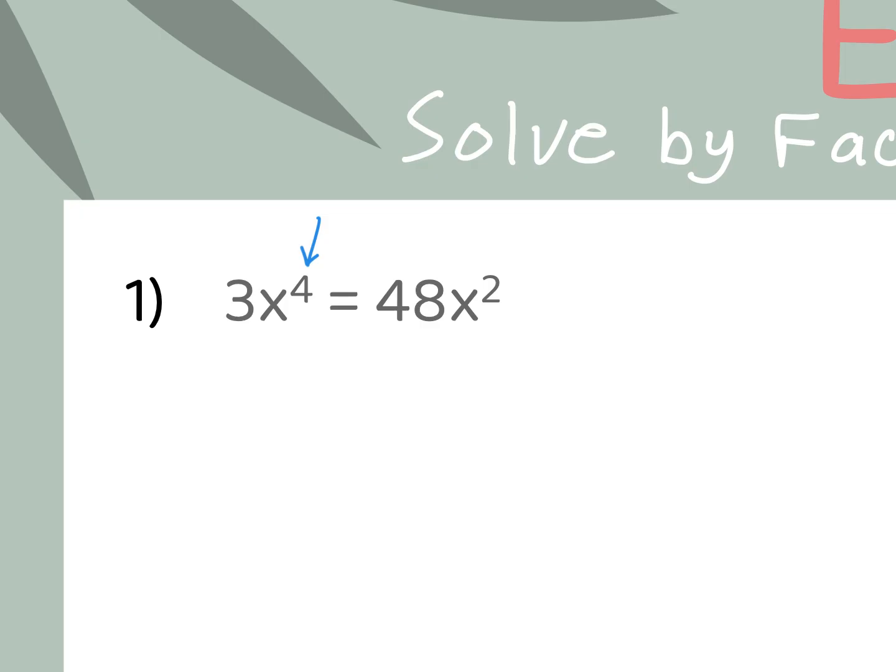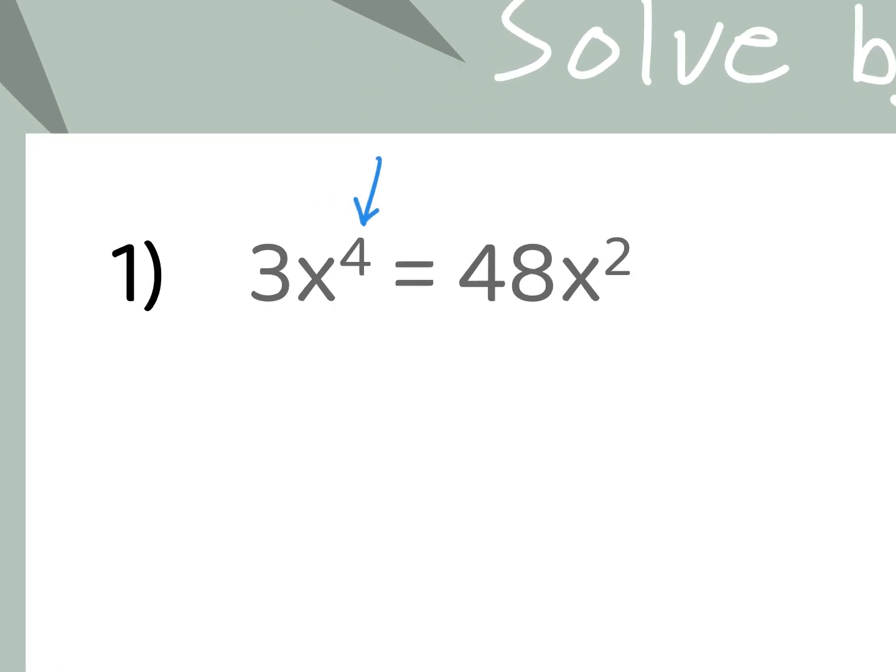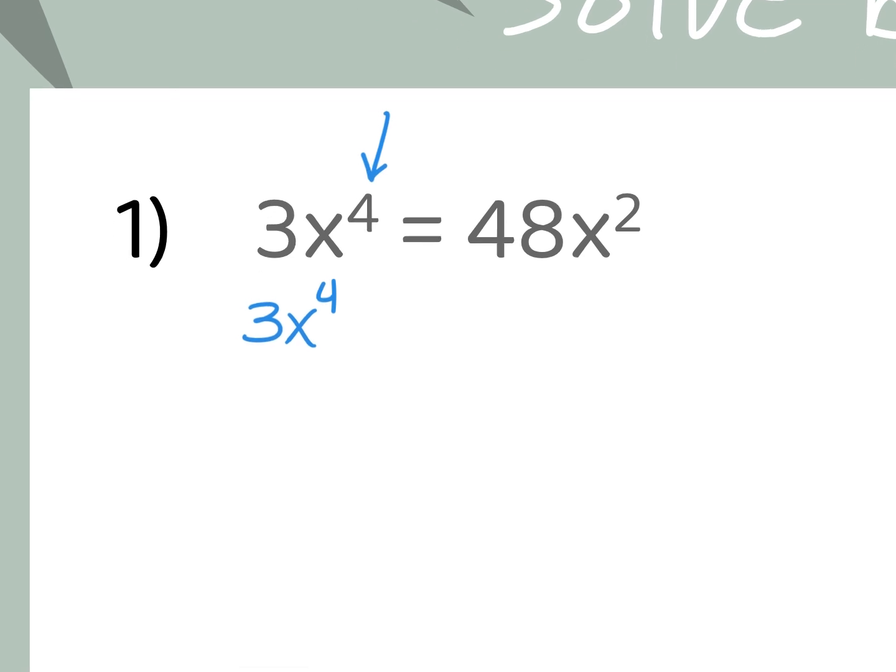So if we're going to solve by factoring, what do we have to do? Everything has to be where? On the same side. So I'm going to rewrite this as 3x to the 4th. If I move positive 48 to the other side, what does it become? Negative, so minus 48x squared equals 0.